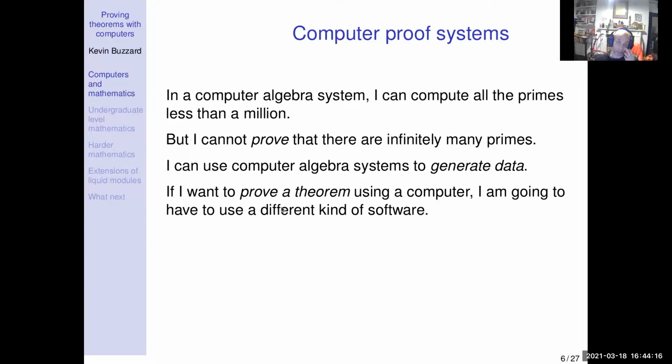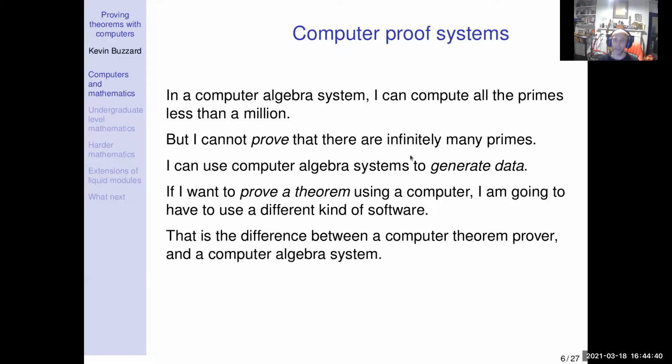But what I've been playing with since 2017, when I got into this stuff, is a different kind of system. An interactive theorem prover, a different kind of software. And in this software, you can actually prove theorems. You can reason about objects rather than just computing them. And the proofs, in some sense, look similar to the proofs that we write down on paper. So that's the difference between the computer algebra systems that many of you are familiar with and a computer theorem prover, such as Lean, which is what I'm going to be talking about in this seminar.